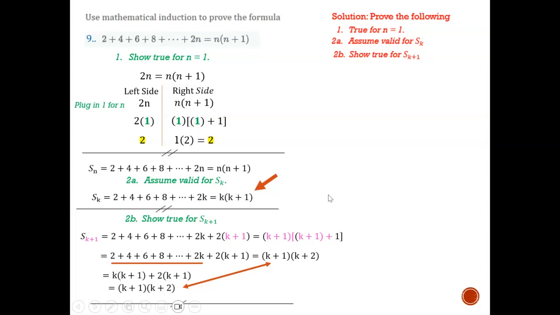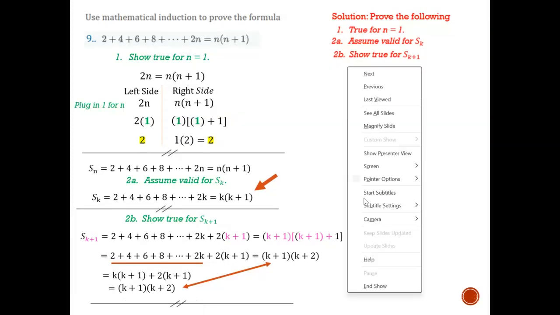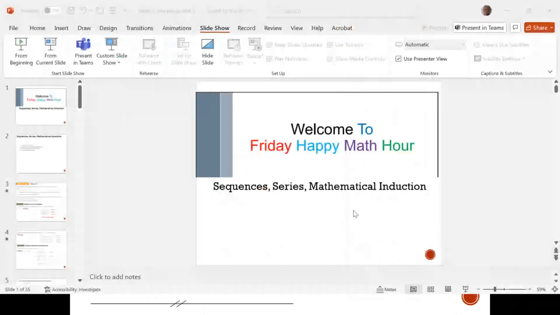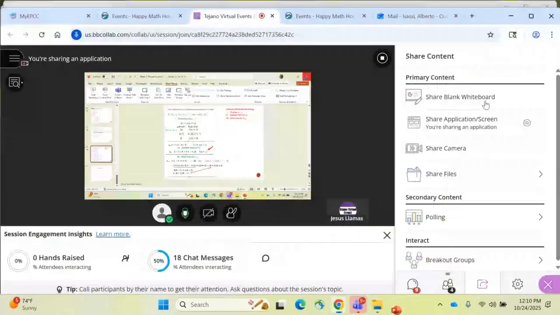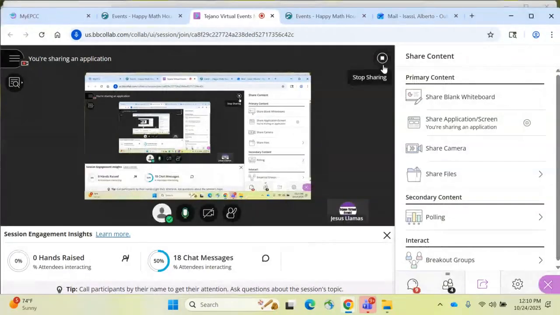Hey guys, sorry guys that I took a little while, like 10 minutes over. But this section, guys, is very, very time consuming. Okay, let me take you back to the host so they can let you know more about what's going to happen next week.